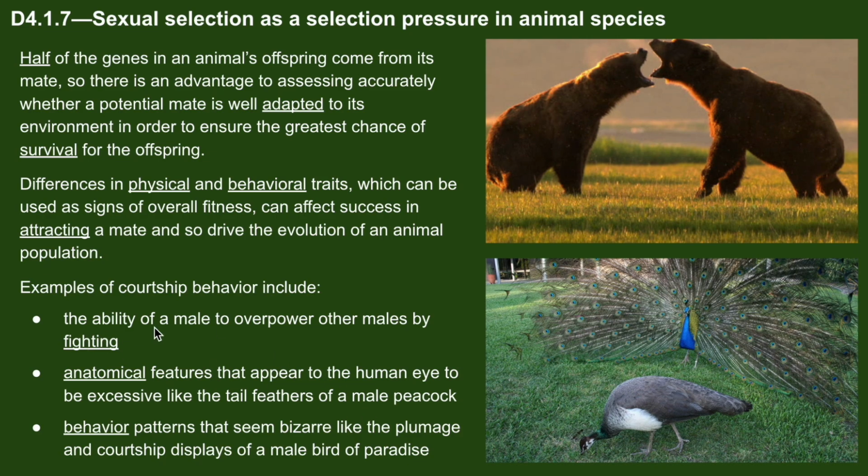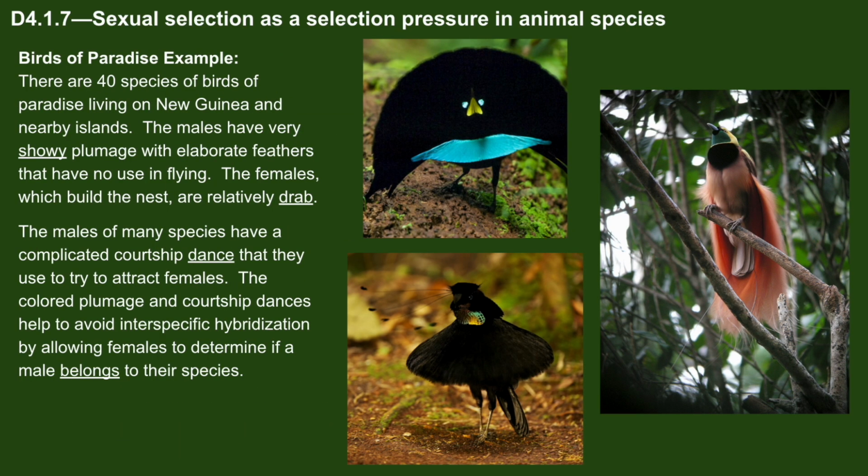This could include things like the ability of a male to overpower other males by fighting, anatomical features that appear to the human eye to be excessive, like the tail feathers of a male peacock, or behavior patterns that seem bizarre, like the plumage and courtship displays of a male bird of paradise.